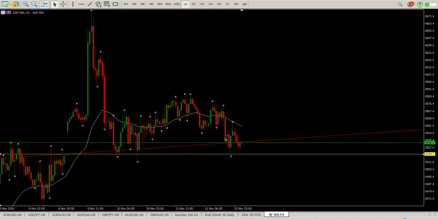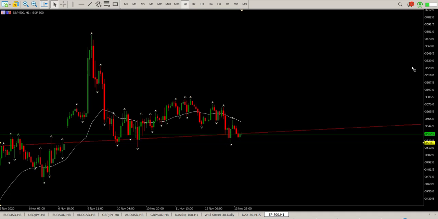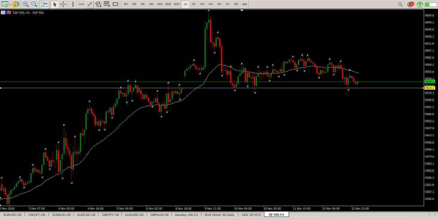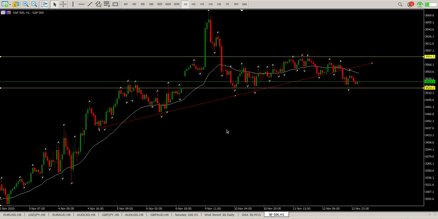I just want to get rid of this diagonal, so I'll put a different diagonal in here. There is one that we've broken, that trend line. A retest of this area and rejection would then sort of confirm a new move to the downside, but I think personally that's our range.